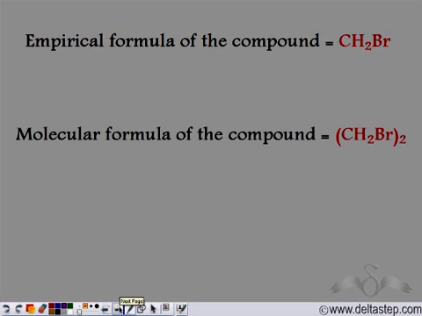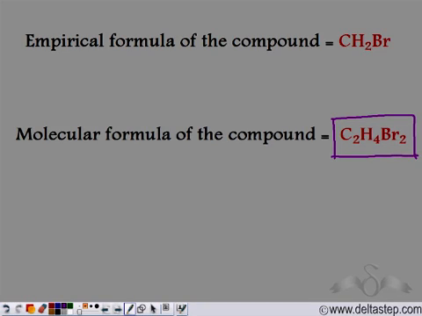So now the empirical formula was CH2Br. The molecular formula becomes the entire empirical formula into 2. And this is the factor n that we had calculated. So now our actual formula or our molecular formula becomes 2 into 1, C2, 2 into 2, 4, H4, and 1 into 2, 2, Br2. So this becomes our actual formula or our molecular formula, C2H4Br2.